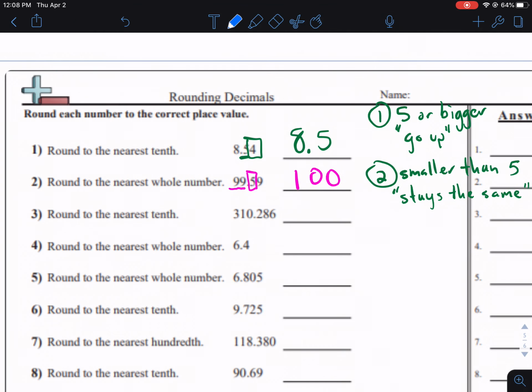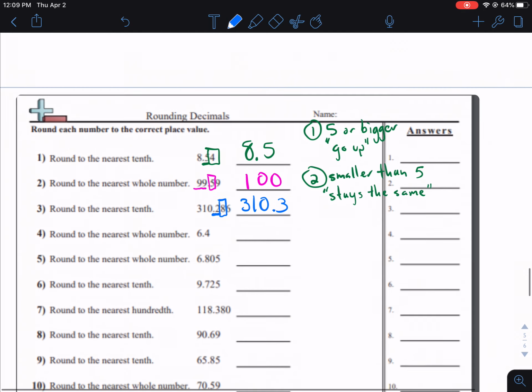Number 3. Round to the nearest tenth. What number's in the tenths place? 2. What number's to the right of 2? 8. Is 8 bigger than 5 or smaller than 5? It's bigger, so we're gonna go up. So 2 changes and we go up. 310.3. This is very easy. This is all you do for your homework.